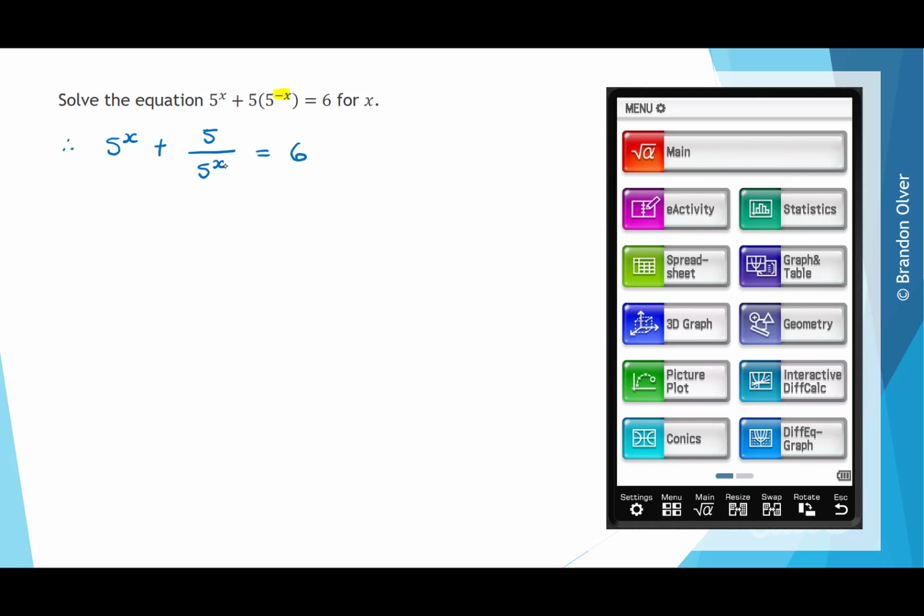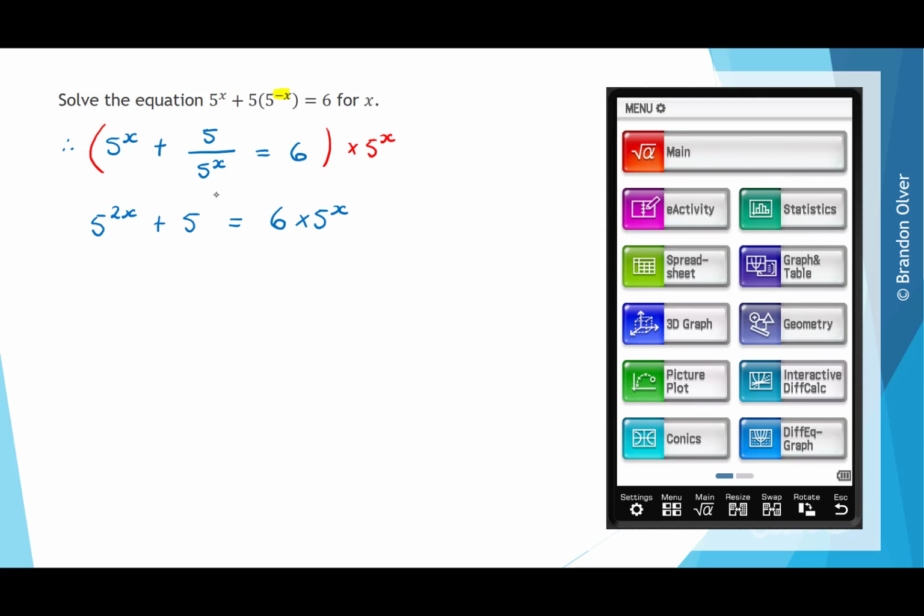Now, as you can see, we've got a variable in the denominator. What we want to do is do something so that that is all on the one line of the equation. So I'm going to multiply both sides of this equation by 5 to the power of x. So 5 to the power of x times 5 to the power of x is 5 to the power of 2x. And then we have 5 divided by 5 to the power of x. And when you multiply that by 5 to the power of x, we will just be left with plus 5 is equal to 6 times 5 to the power of x.